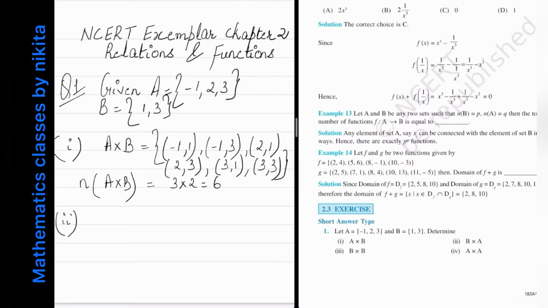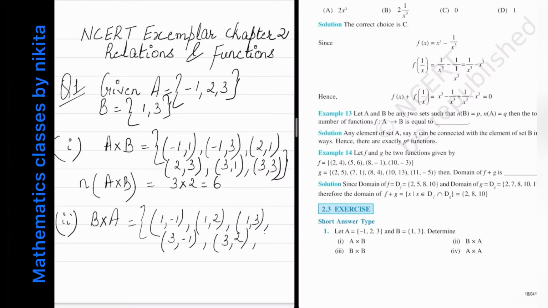In the second part you have to find B cross A. Now in B cross A the first element is coming from B and the second element is coming from A, in each ordered pair. Therefore B cross A will be (1, -1), (1, 2), (1, 3), (3, -1), (3, 2) and (3, 3). Now note one thing, the cardinality of both A cross B and B cross A is the same, but as sets they are not equal. So A cross B is not equal to B cross A.